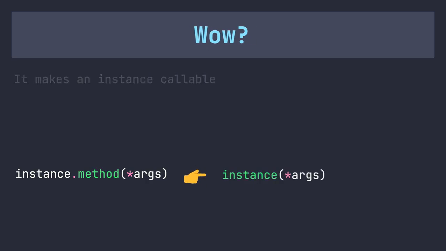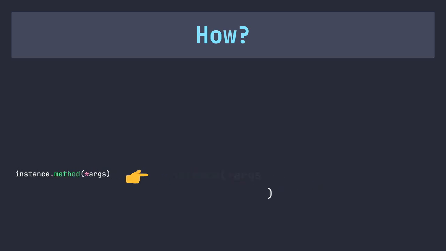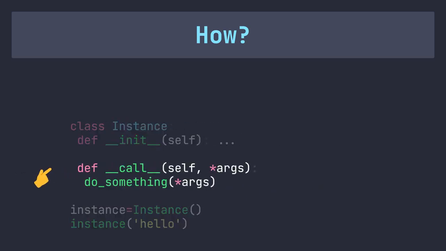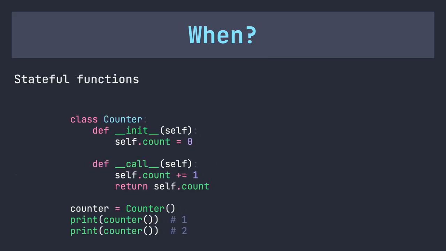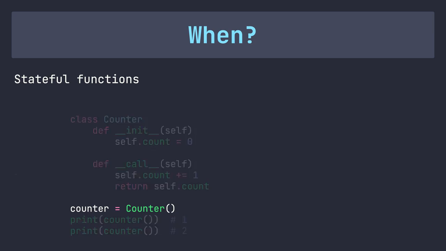In terms of how to implement it, you should simply use the dunder call method and define what you need to do inside it. This is useful when you want to have a stateful function. Like in this example, whenever I create an instance of Counter, it will start with the count 0, and every time I call the instance, it will increment the count by 1, thus remembering how many times the instance was called.